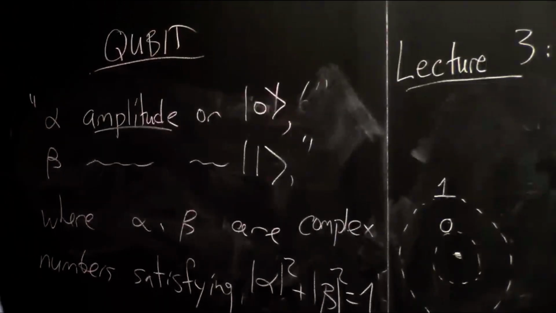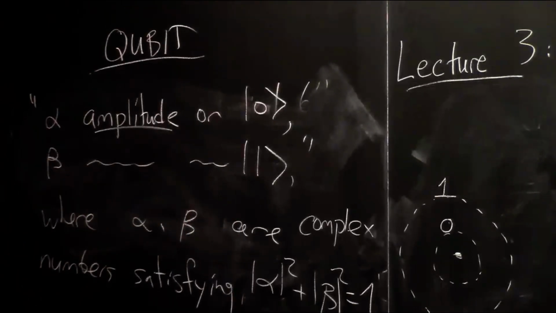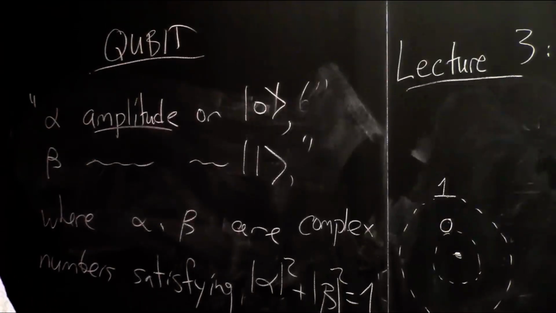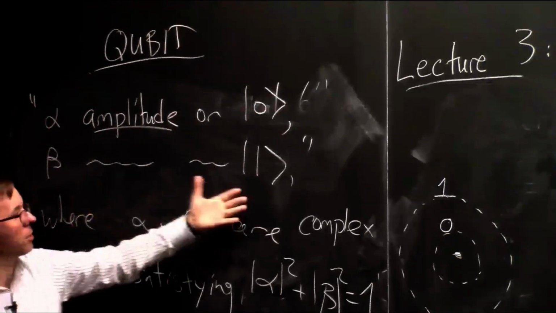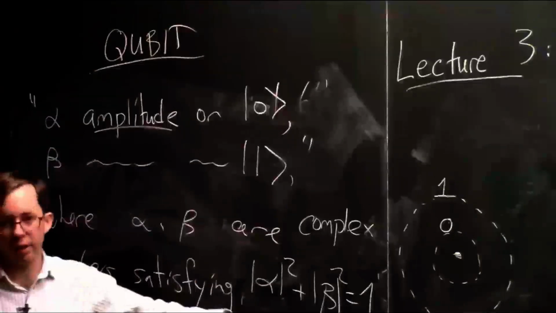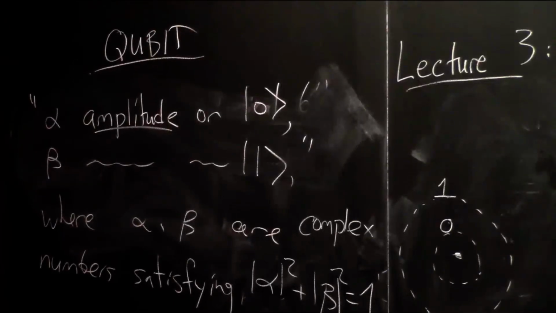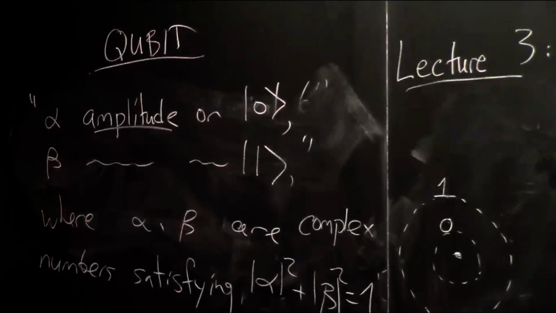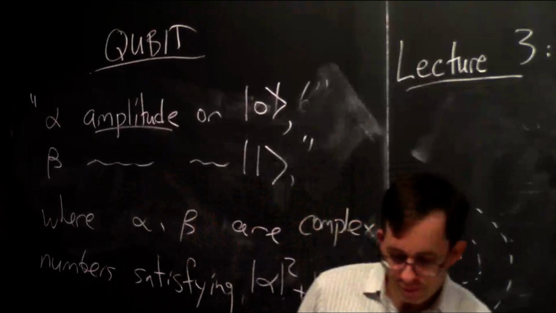This is just a fact of quantum mechanics: when you have two basic states, two different possibilities, the correct definition of the state of a particle is a superposition. Alpha, quote unquote, amplitude on 0, beta, quote unquote, amplitude on 1, where these numbers satisfy that the squares add up to 1. And what does amplitude mean? Just take it as a word. It's some word that describes these two numbers. It's not a probability, for example. It is what it is.